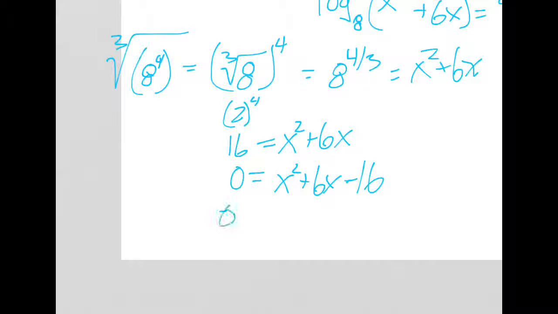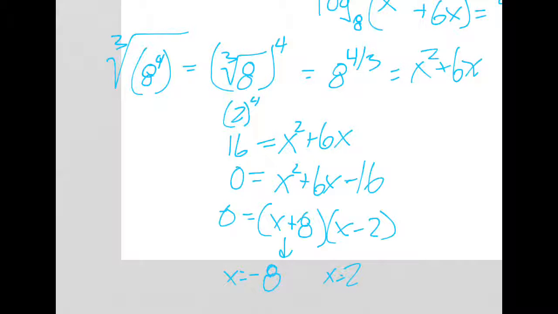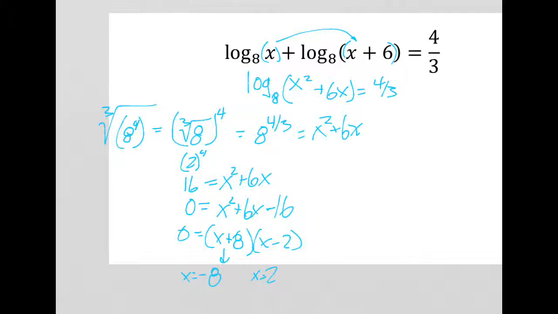And so again, we want to factor this into two linear factors. So what two numbers multiply to negative 16 and add to 6? Well, that's going to be a positive 8 and a negative 2, because 8 times negative 2 is negative 16, and 8 minus 2 is 6. So we look at two potential solutions here, negative 8 and positive 2. But again, you got to think about the domain here. We cannot have a negative argument there. So that negative solution is not going to work, and our only solution is going to be x equals positive 2.